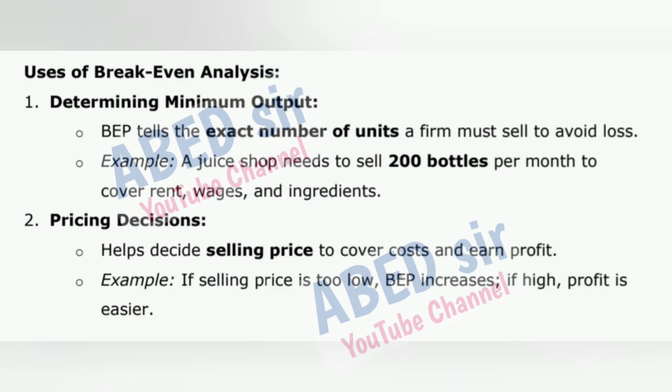Uses of break-even analysis. 1. Determining minimum output. BEP tells the exact number of units a firm must sell to avoid loss. Example: a juice shop needs to sell 200 bottles per month to cover rent, wages, and ingredients. 2. Pricing decisions. Helps decide selling price to cover costs and earn profit. Example: if the selling price is too low, BEP increases; if high, profit is easier.